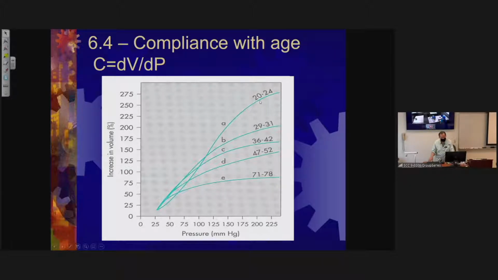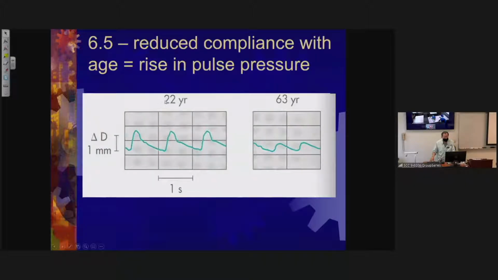So young people would have more compliant arteries. Older people have less compliant. So with the same rise in volume, they get a huge rise in pressure. So what that means is they have higher systolic pressures, higher pulse pressures. And we'll get into that here in a minute. Now this graph says, okay, here's reduced compliance with age equals a rise in pulse pressure.